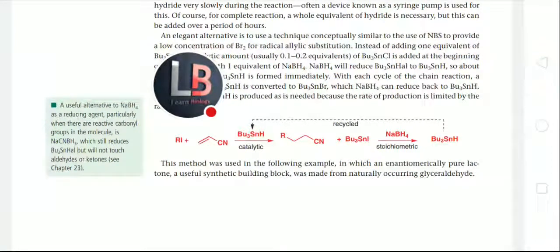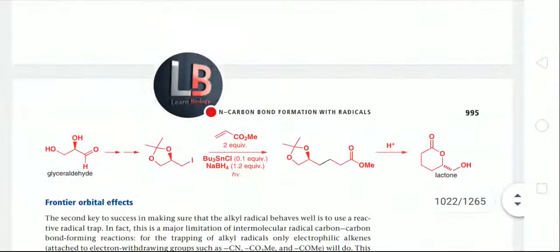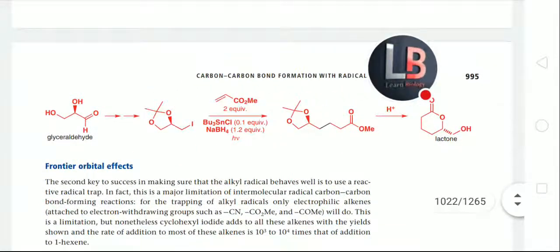enantiomerically pure lactone, a useful synthetic building block, was made from naturally occurring glyceraldehyde. A useful alternative to NaBH4 as a reducing agent, particularly when there are reactive carbonyl groups in the molecule, is NaCNBH3, which still reduces Bu3SnI but will not touch an aldehyde or ketone. Glyceraldehyde to lactone. Frontier orbital effect.